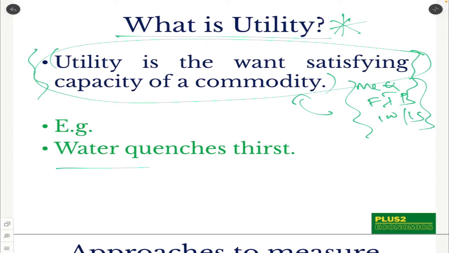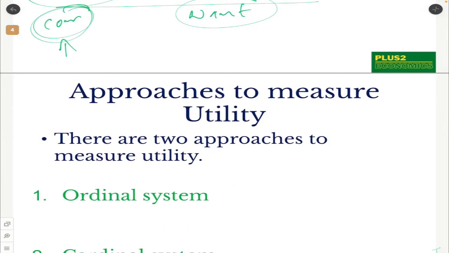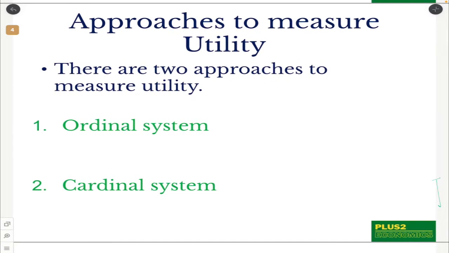Here is an example. Example is water quenches thirst. So quenching the thirst becomes the want. So what is actually helping us to satisfy this want? It is water. And what is water? Water is a commodity. So the want satisfying capacity of a commodity becomes utility. So this can be quoted as an example along with the answer that you write. So very important definition, define utility.